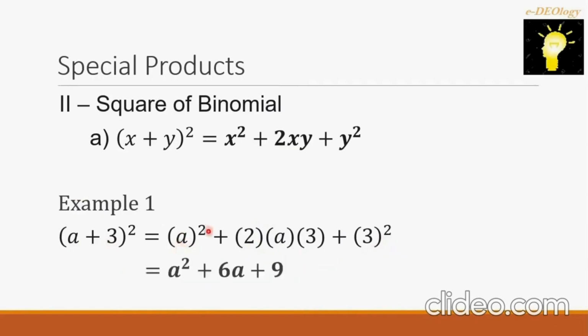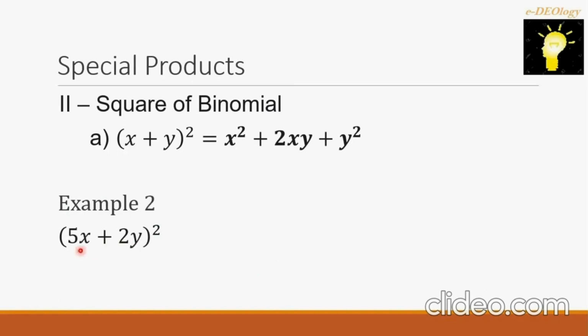So the a raised to 2 becomes a squared. The middle term, 2 times a times 3 becomes 6a. And the 3 squared is 9. So the final answer is a squared plus 6a plus 9.